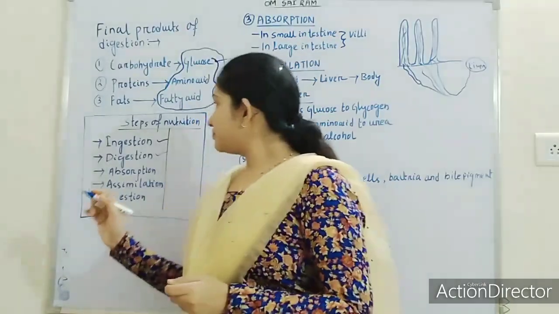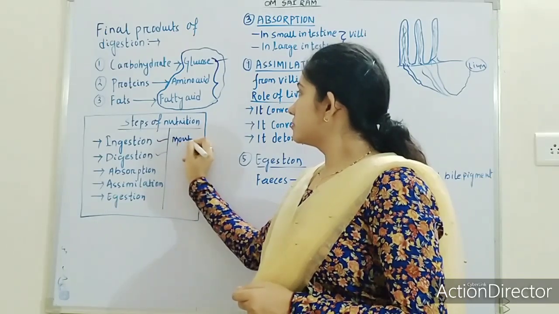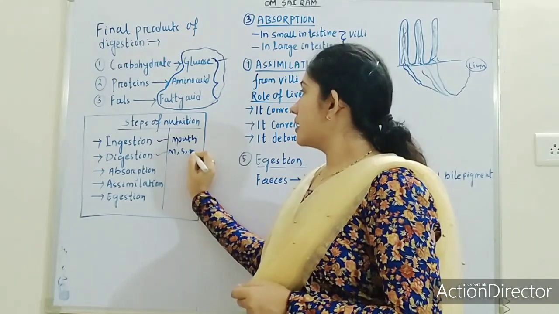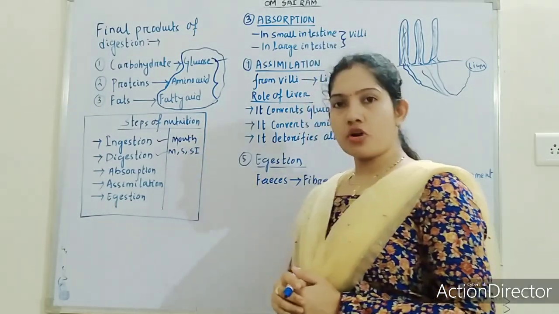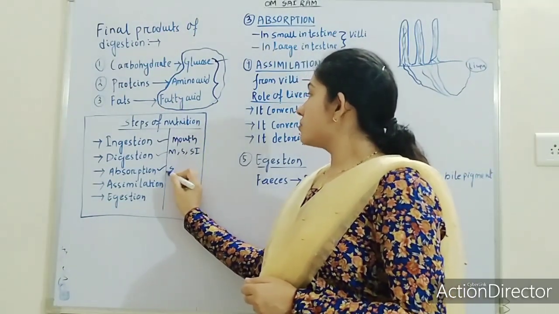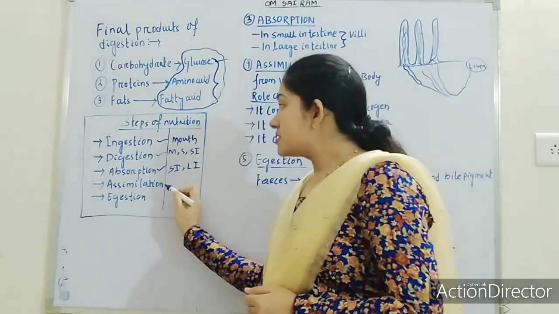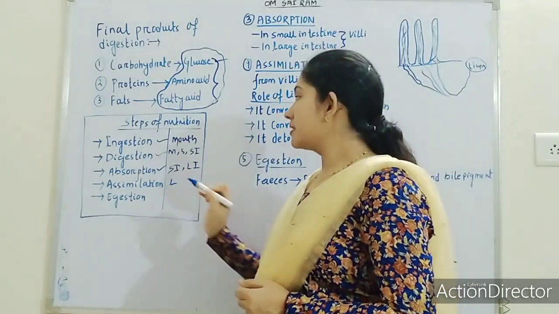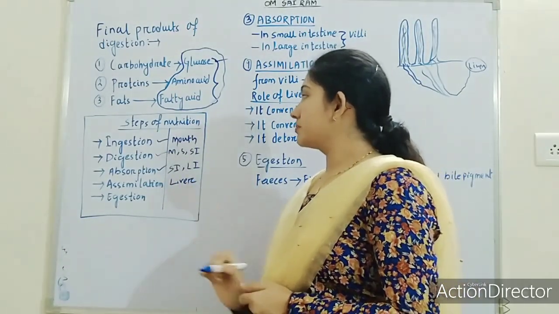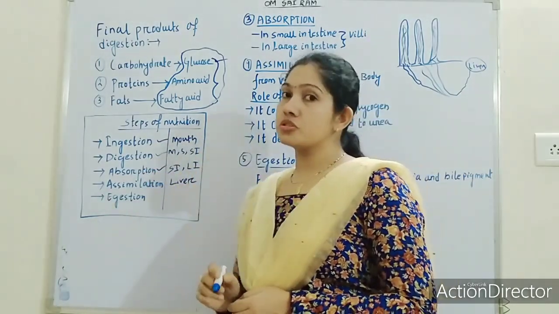Okay, let me write here. Ingestion takes place at the mouth. Digestion takes place at the mouth, stomach and small intestine. In short, I am writing. Absorption takes place at the small intestine and large intestine. Assimilation takes place in the liver. Okay, assimilation takes place in the liver. Got it? Now the absorption process is over. Now come to the process of assimilation.